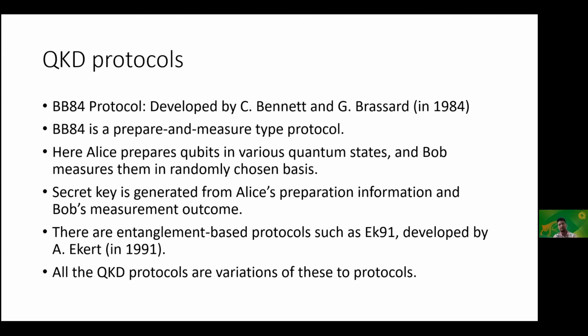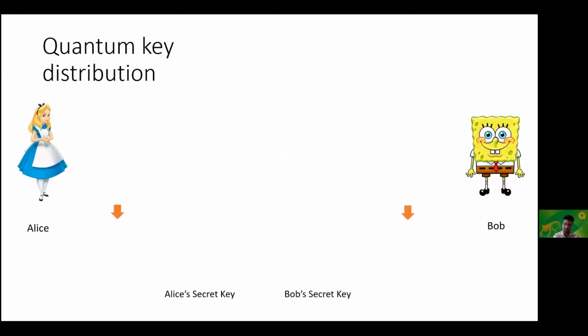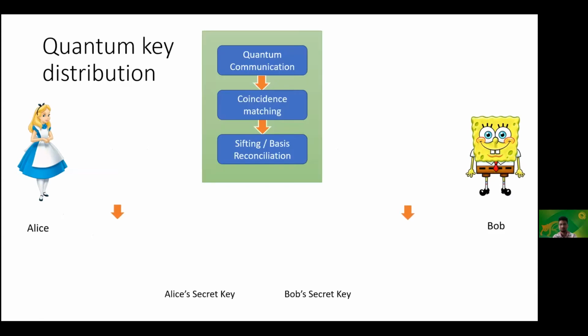And actually there are quite a few other QKD protocols, but they are different flavors of these two types of protocol. One is prepare-and-measure and one is entanglement-based. All the protocols can actually be traced back to these two roots. However, in this particular talk, we will only be talking about the BB84 type protocol.